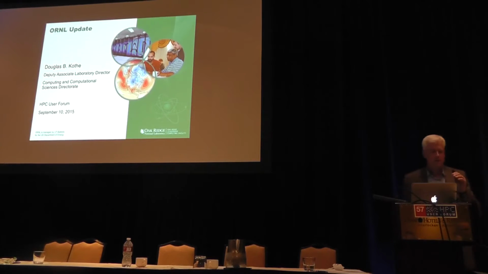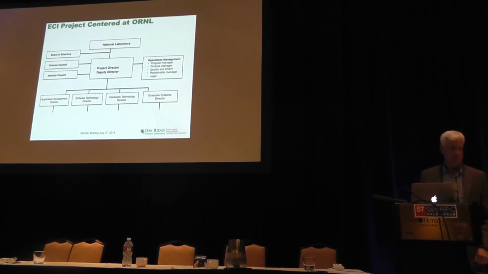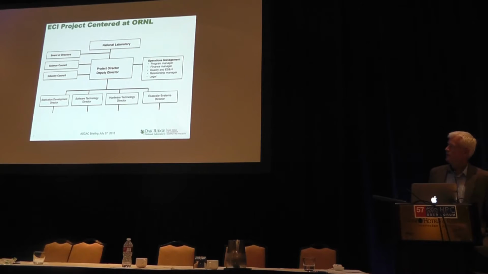Well, I can stand. So I'm going to talk most about Oak Ridge, but I thought I would say one more thing about ECI. A slide I neglected to show this morning. And that's the fact that the project is going to be centered at Oak Ridge, meaning that will be where we'll hang our ECI project sign, so to speak. The leadership team will be from various DOE labs, but this is the latest organizational chart. And there you see the 4 principal technical areas: application development, software technology, hardware technology, xScale systems.